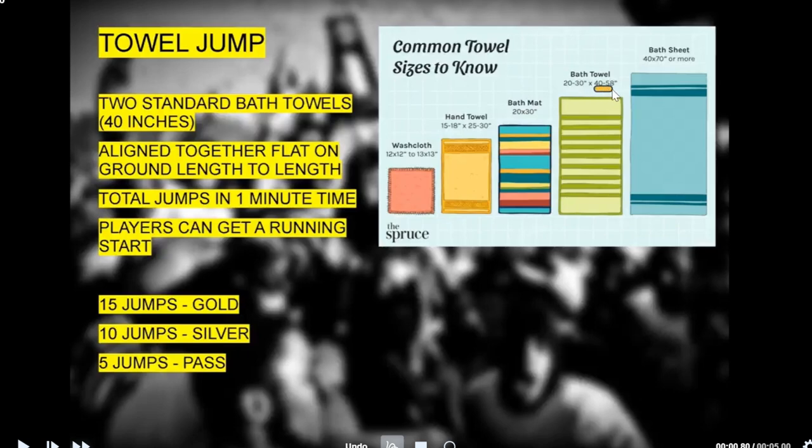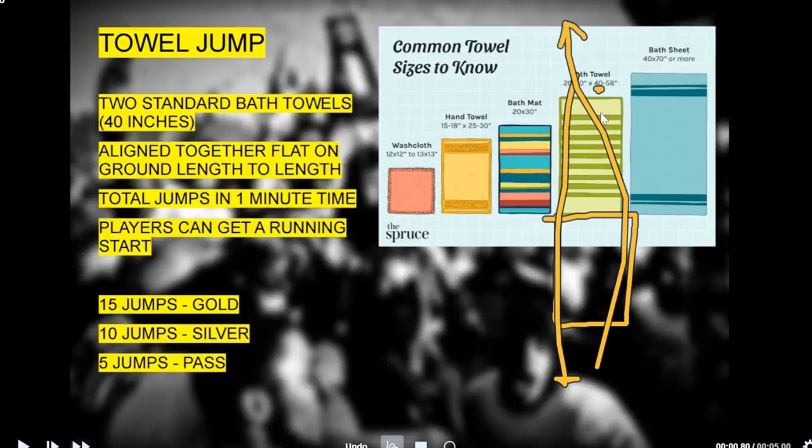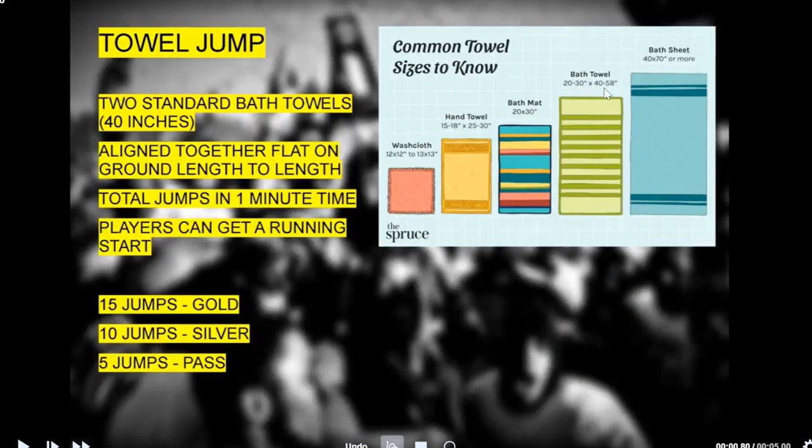So a standard bath towel is somewhere between 40 and 58 inches. For testing purposes, we will be putting two of them down. All right. Long ways side by side like this. Maybe I could get that one a little closer to the actual size. All right, there we go. And we will be jumping over long ways. Okay. And it's going to be 80 inches. So we're looking at an 80 inch jump.